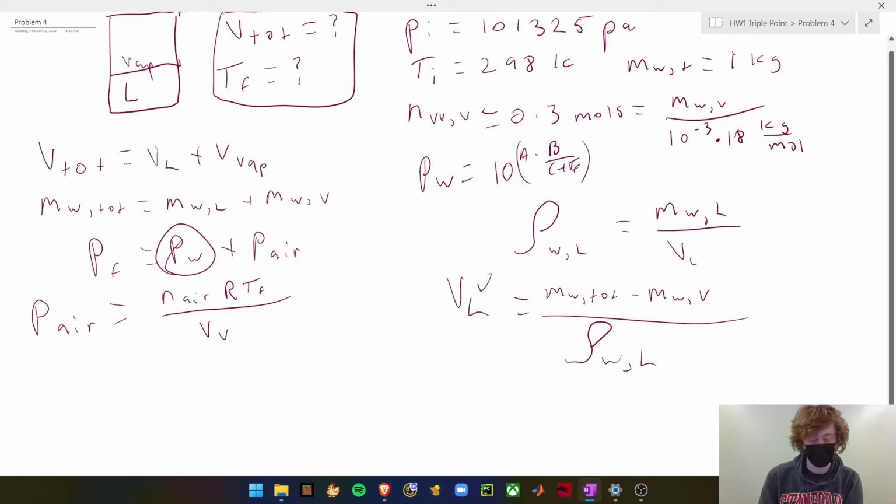So now we're good there. We can express the volume total in one known and so far one unknown. We know our mass of water total and our mass of water vapor up here. We have our partial pressure of water, and we still need to find our partial pressure of air. We can't find it yet because we don't know the number of moles in the air. So I'm going to go ahead and give us a little bit more room.